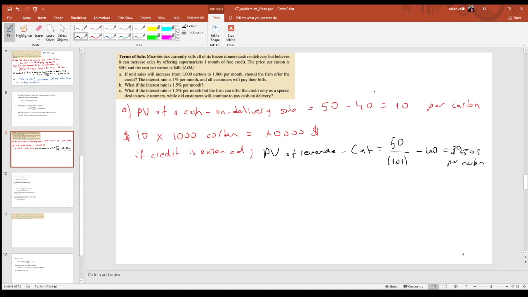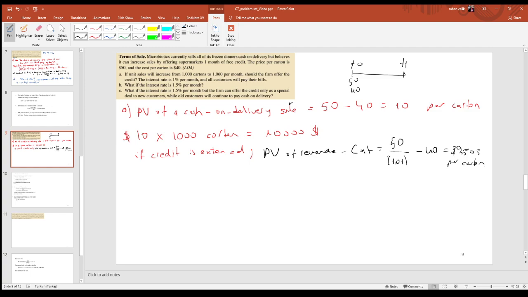Okay. Now, what happens here? Why do I discount 50? It is because of this. At T1, in this case, you receive 50. At T0 you received 50 because you pay in cash.